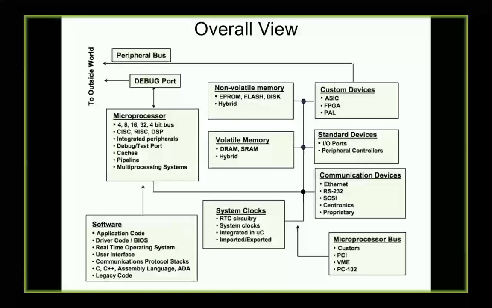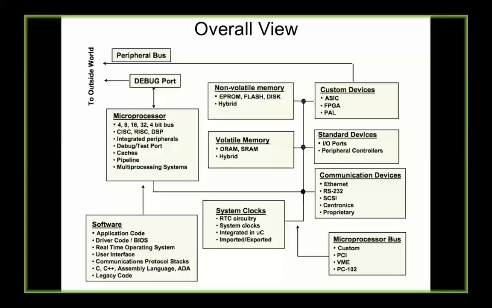If you look at a block view, you'll find something like this. Every board will have some kind of, so let's start with something on the right-hand side. We have some custom devices. Either it will be a combination or a single ASIC or FPGA or PAL. And then that gets connected with some kind of memory. So you may have a non-volatile and volatile memory combination, and certain standard devices with I/O ports and peripheral controllers. You also have some kind of communication devices, usually RS-232, like UART and CUSI and Centronics and proprietary ones, like CAN. CAN is a Robert Bosch proprietary control area networking protocol, something like that.